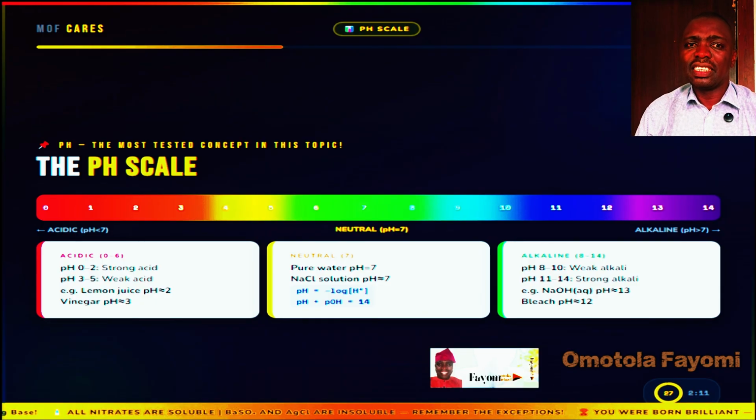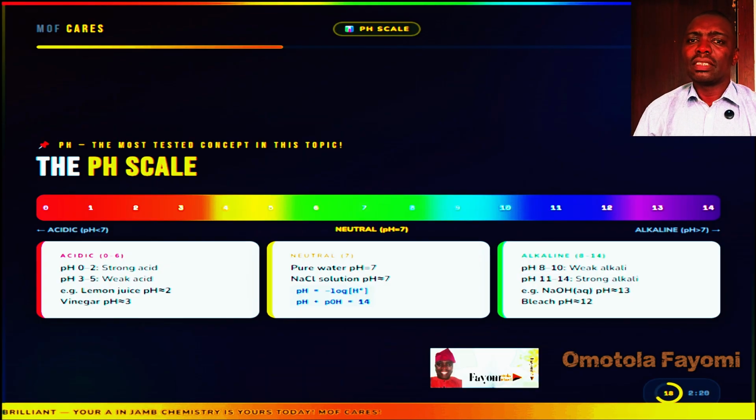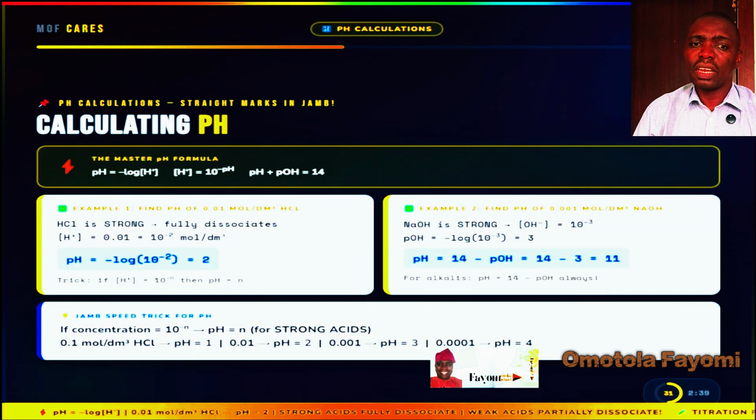That means pH 3 is 10 times more acidic than pH 4 and 100 times more acidic than pH 5. This multiplier of 10 per pH unit is frequently tested in JAMB. Now let us put the formula into action with calculations that JAMB sets repeatedly.